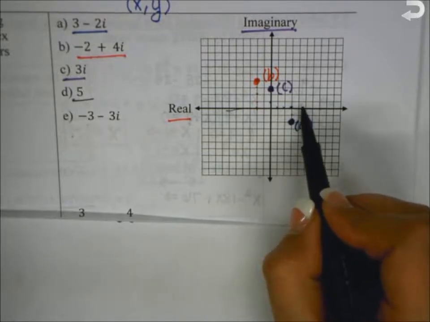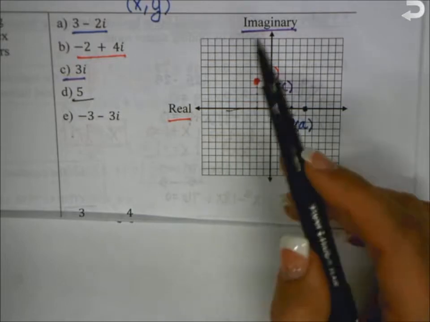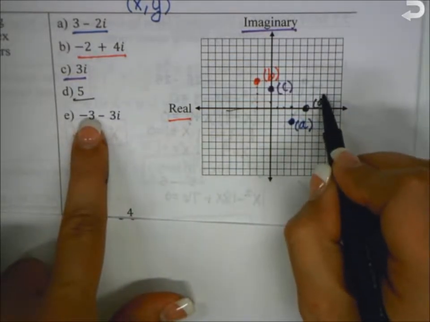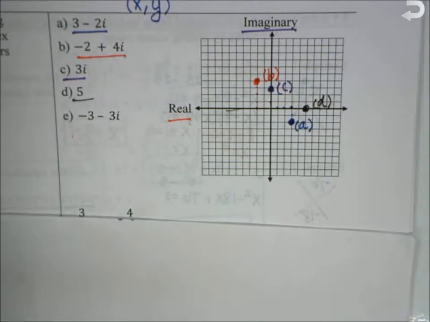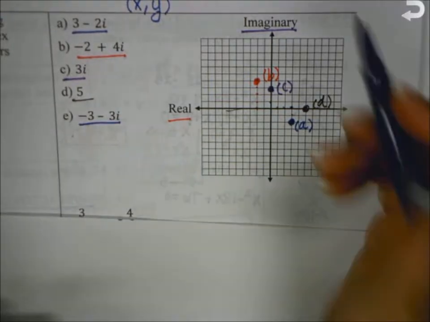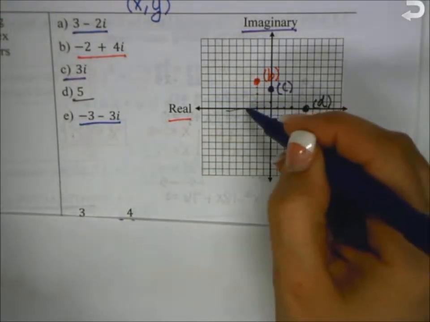Okay. So try plotting E by yourself. Okay, Viviana, so where does E go? Left, negative 7. Left 3, 1, 2, 3. And then you go down. And I go down also 3, right? So E is right there. That's all you have to do. It's just plotting points.